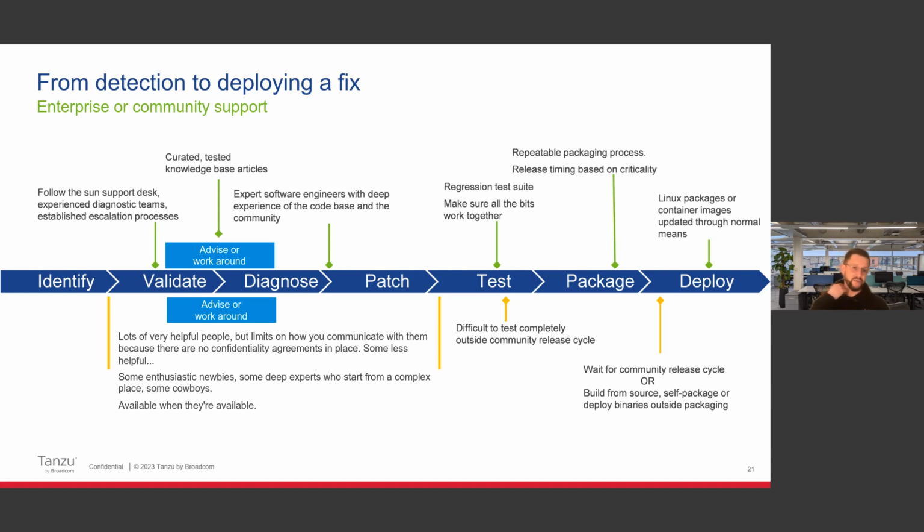If we switch up to the top track, then there's a number of advantages you get when using enterprise grade support. So we have a follow the sun support team, which I'll go through in a moment. There's established escalation processes, which again, I'll go through. So you're able to identify issues and validate those issues and the fixes within a certain time frame, and you can provide guarantees around that. There's also curated and tested knowledge base articles that are available. So you know the authorship of those knowledge base articles, they've been validated and tested.